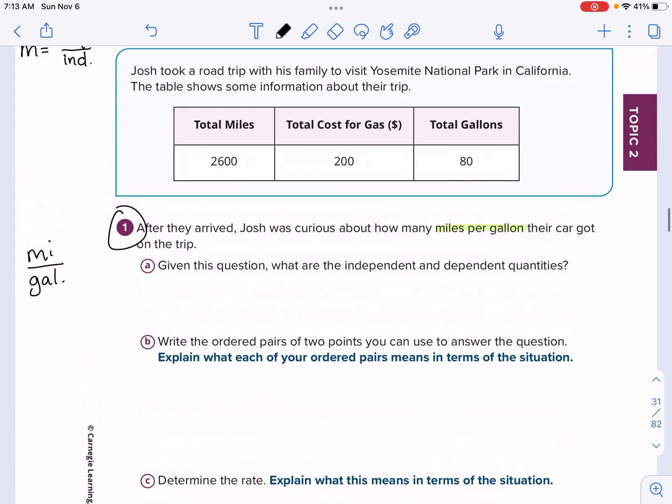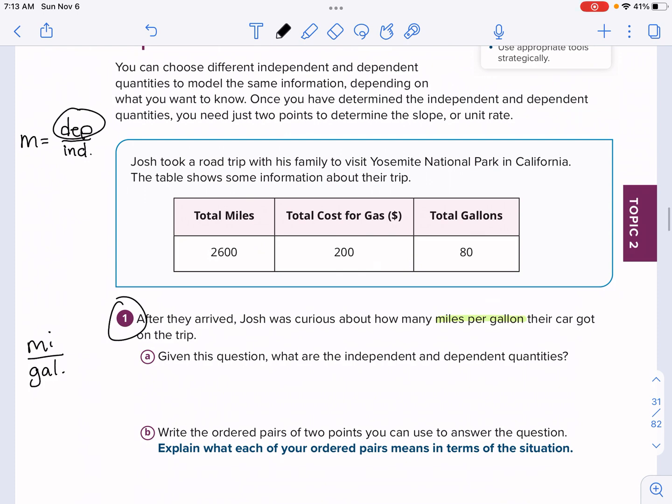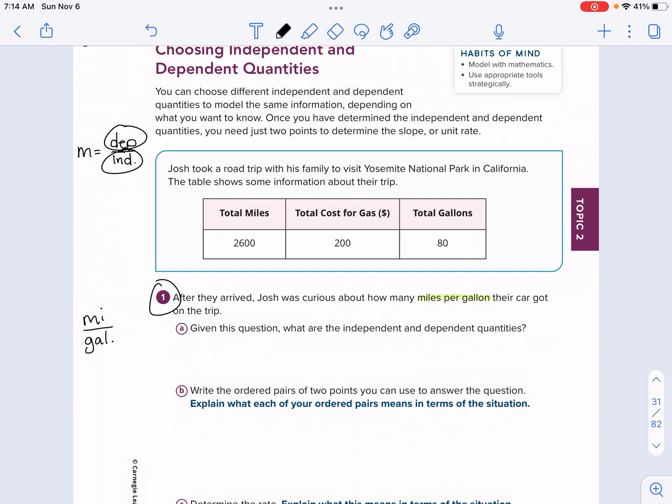That already tells us which one is dependent and which one is independent. It says, given this question, what are the independent and dependent variables? We're saying that the numerator is dependent, and the numerator here is miles. So let's put that right here. Dependent is miles, and independent, I'll highlight this in a different color, I'll put this in red, independent is gallons.